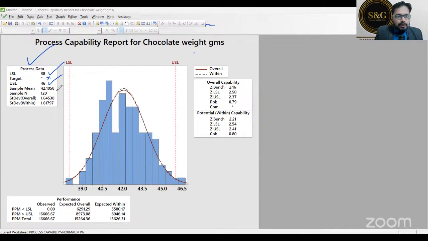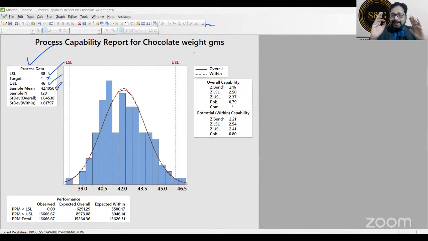Okay. What is sample mean? What does sample mean indicate? Sample mean. What is sample mean? Type in the chat box. Yes, it's the simple average. The simple, arithmetic average of the entire data set is the sample mean.